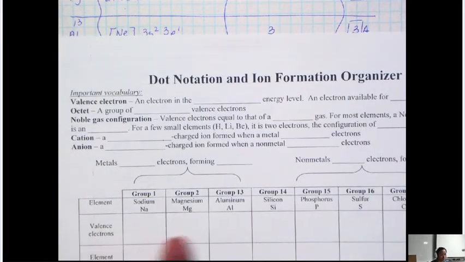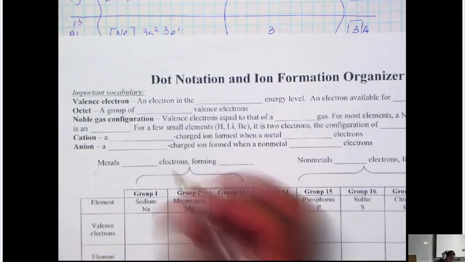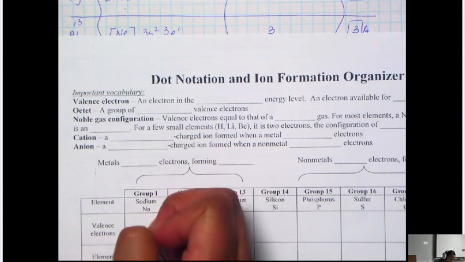You're just going to go in and fill this in. So group 1, sodium, how many valence electrons? 1. And yes, after class, I'll update the table of contents so you can put everything in there.